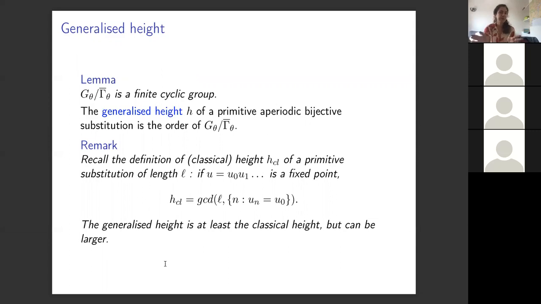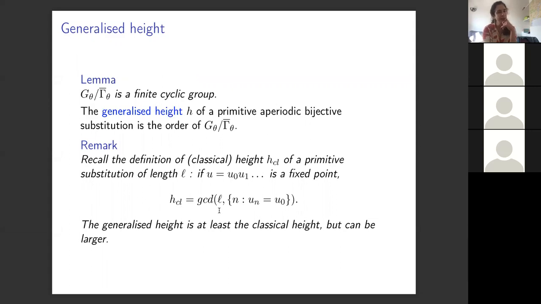And most substitutions have trivial generalized height. So for most substitutions, G theta equals gamma theta bar. But I just want to comment here. If you don't know what the height is, don't worry about it. But this is the classical definition of height, right?